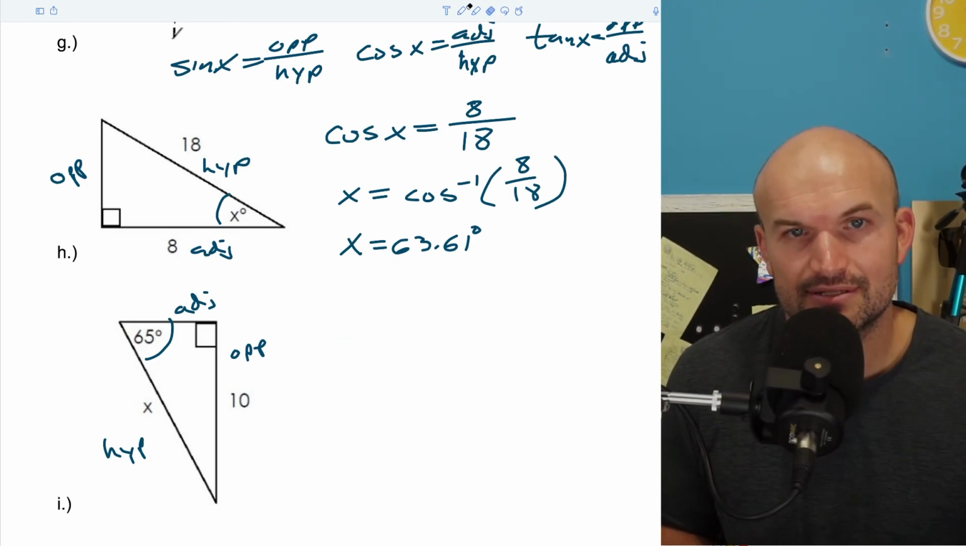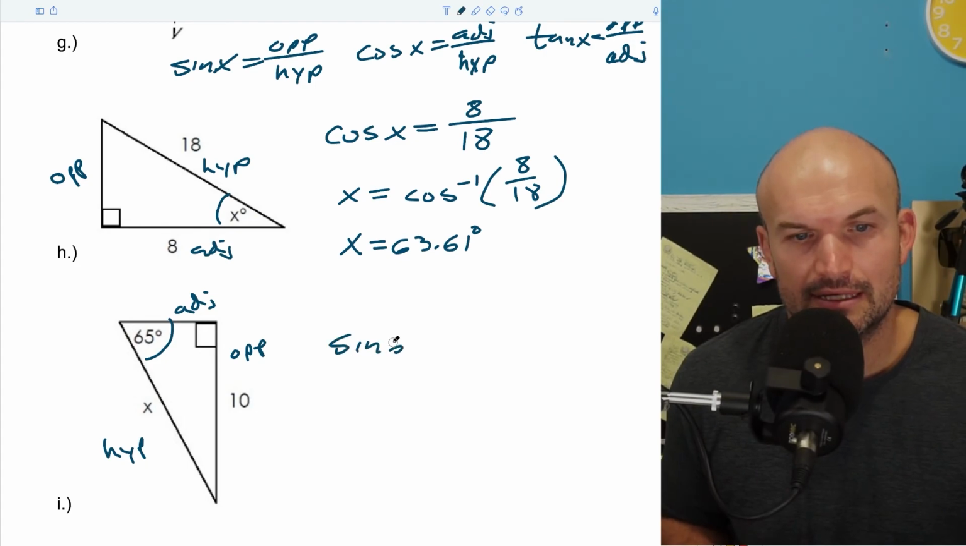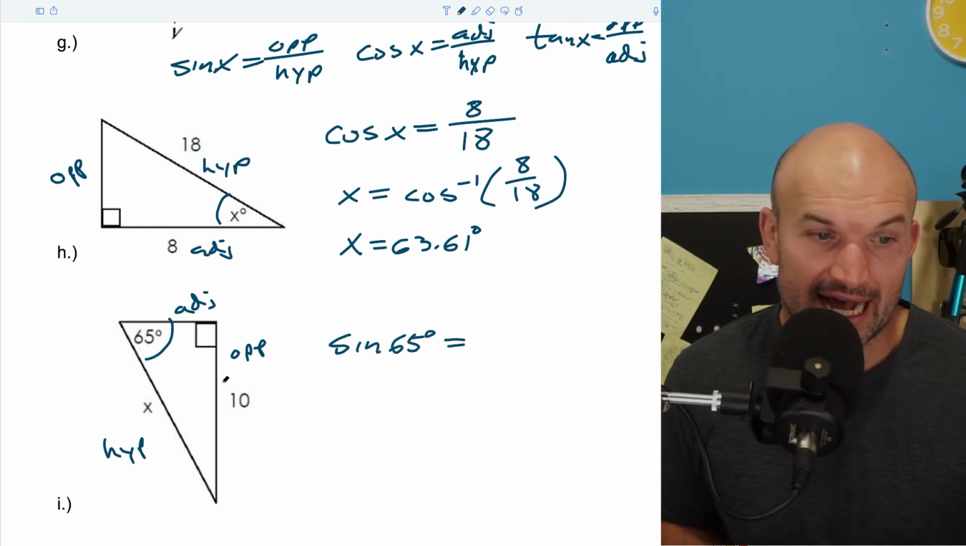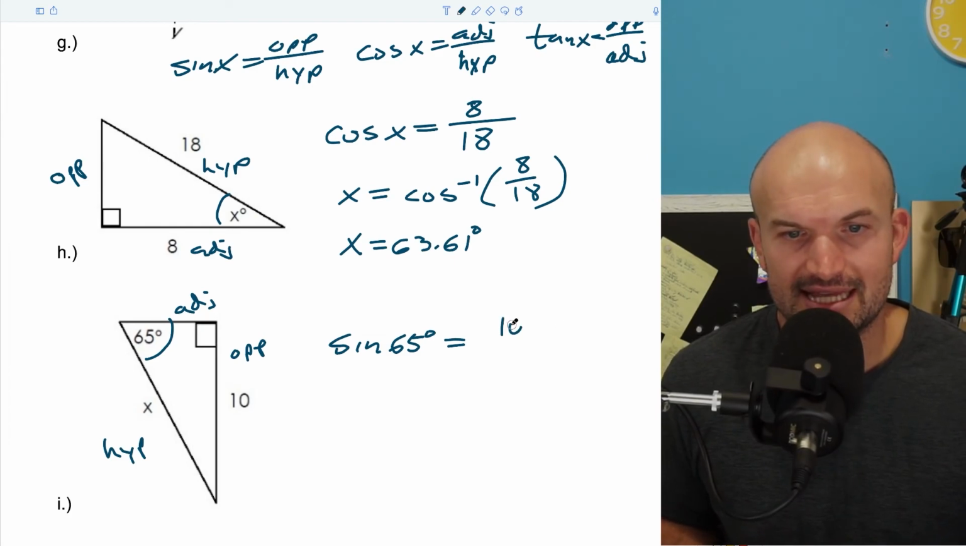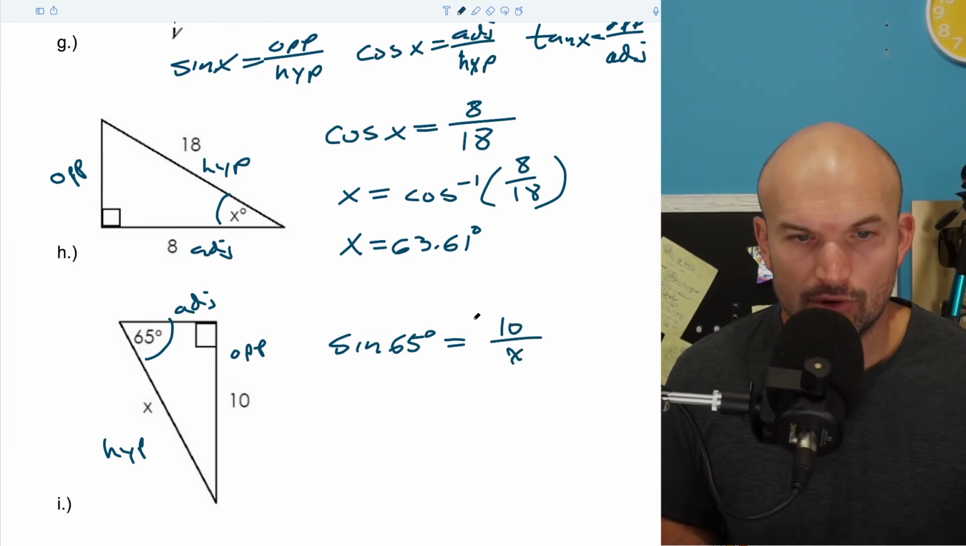We know what the angle is, right? So I can say the sine of 65 degrees is equal to the opposite over the hypotenuse. So that's going to be 10 over x. Cool. Now I need to solve for x.